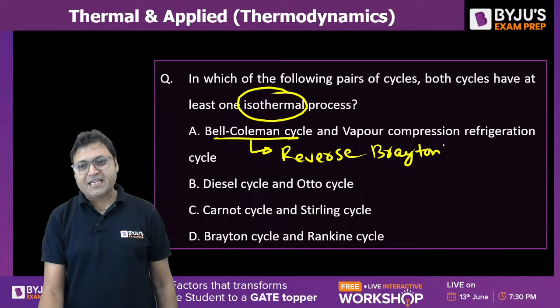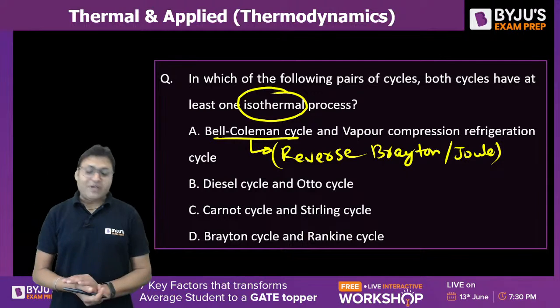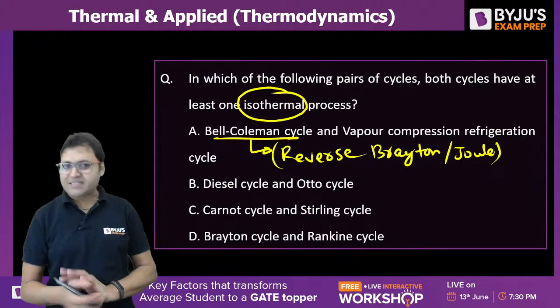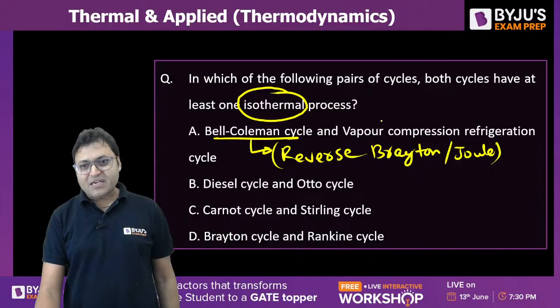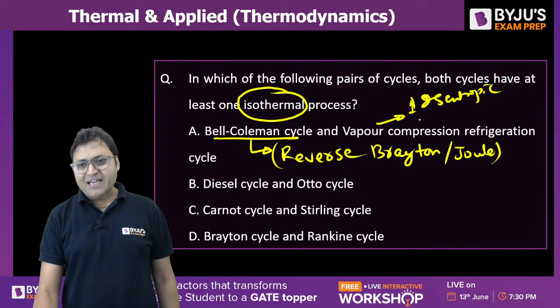Or we can call it the reverse Joule cycle, which consists of two isentropic processes and two constant pressure processes. There is no isothermal. Vapor compression cycle: one isentropic compression, and the other will be isenthalpic.